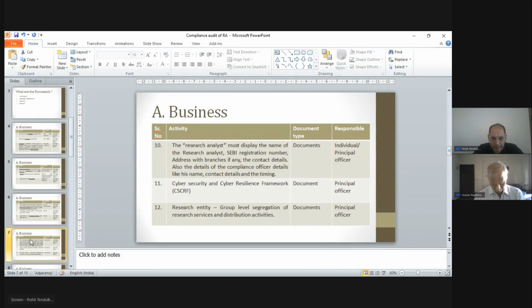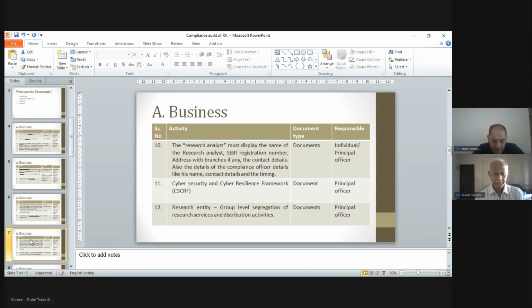Point number 10. The research analyst must display the name of the research analyst, SEBI registration number, address with its branches if any, then the contact details. Next point is also the details of the compliance officer, like his name, contact details, and timing. Now these documents or these parts must be displayed prominently at the office of the research analyst.